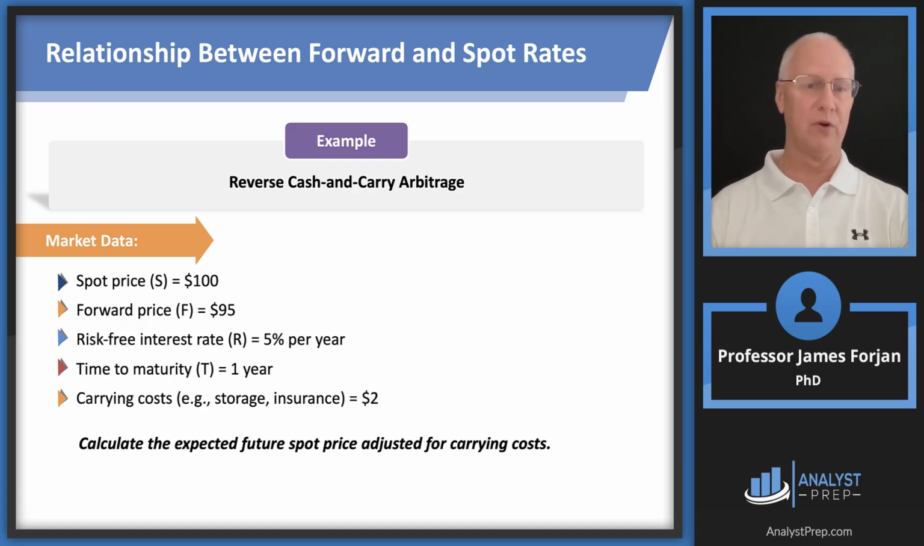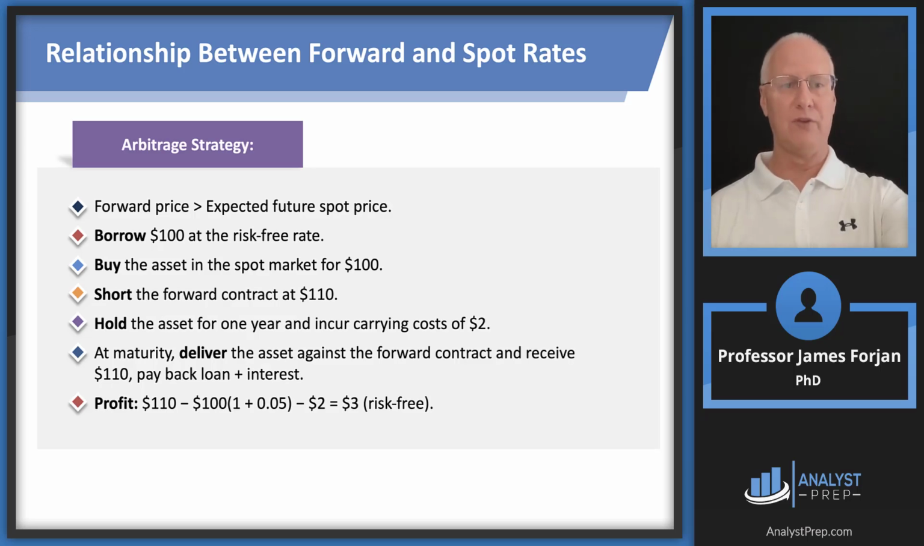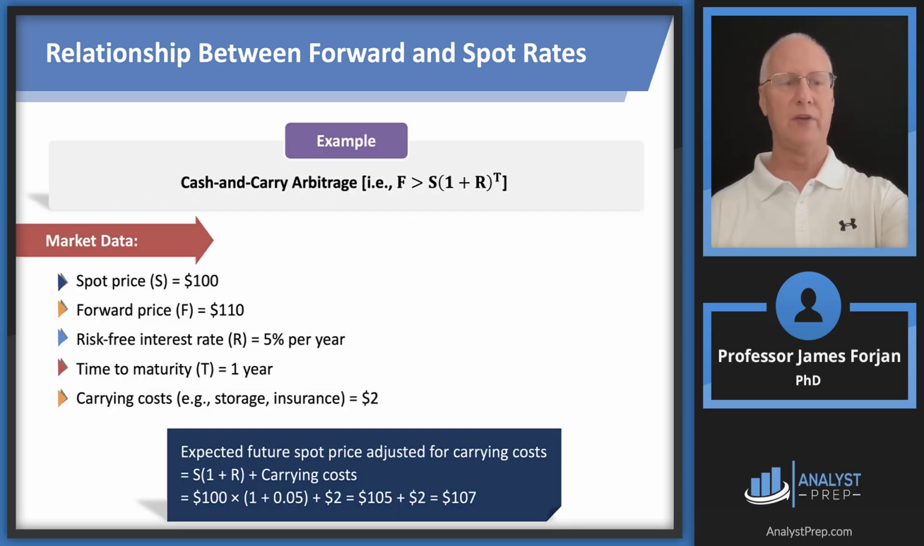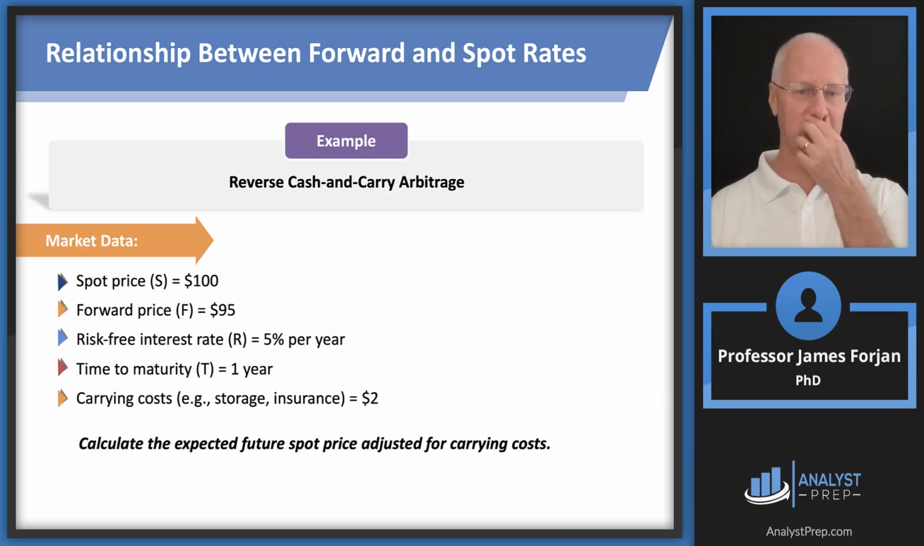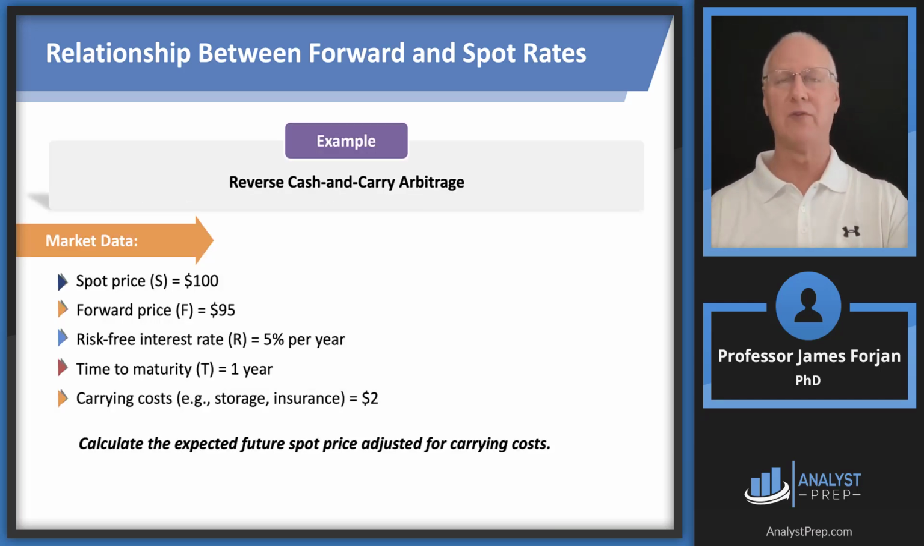Now, what if the reverse holds true? That's why we call it a reverse cash and carry. So let me go ahead back here. Here's the example. So spot was 100. Forward price is 110. All right, so that's going to be our cash and carry. Now, in this next example, we have the spot price is 100 and the forward price, we made a really obvious example here of having the forward price of 95, still 5%. Storage and insurance still $2.